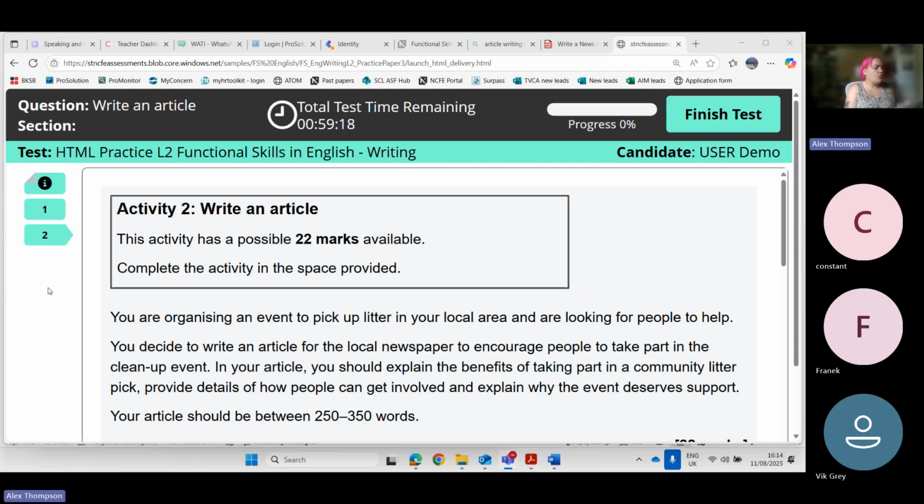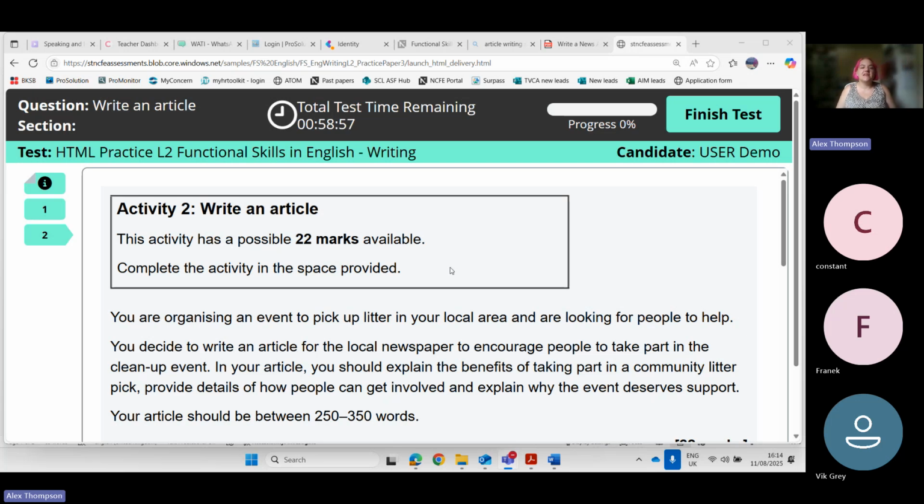Now, with the writing exam, I always find it very helpful to have some blank paper and a pen as well, just because planning shouldn't take very long at all, but it helps to get some of your first ideas out of your head onto paper. Otherwise, we just start writing and they can disappear.